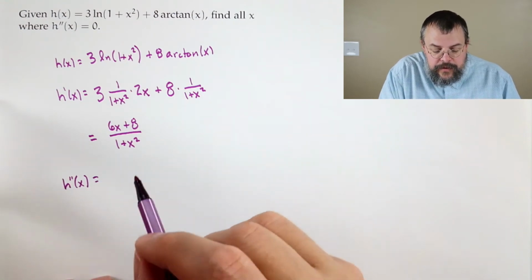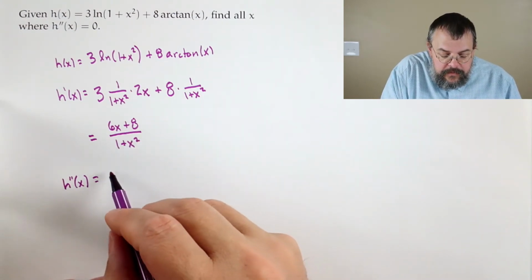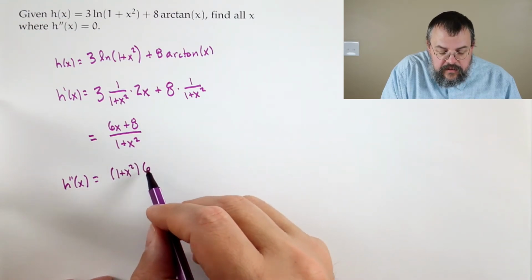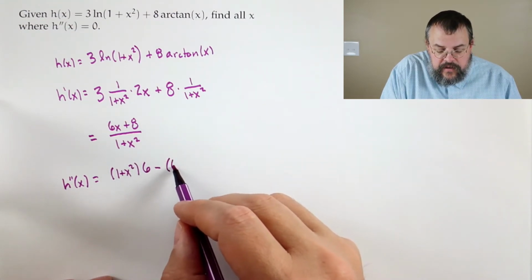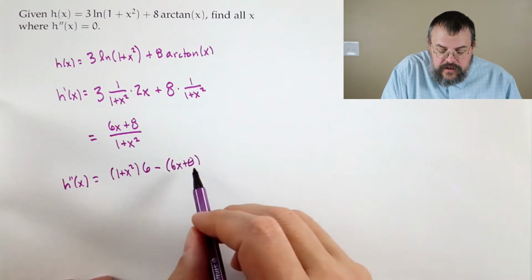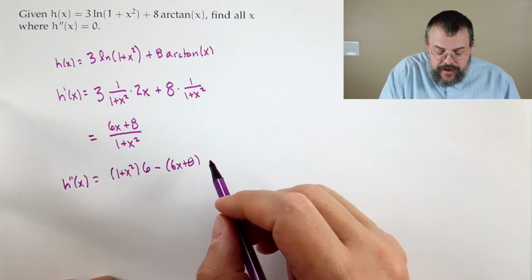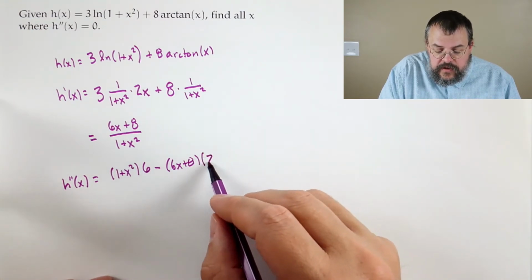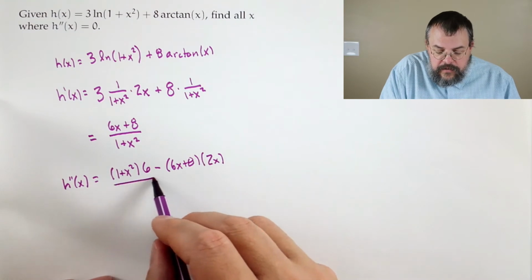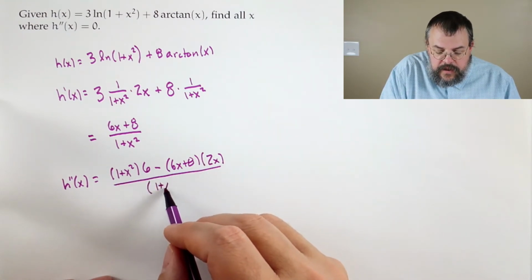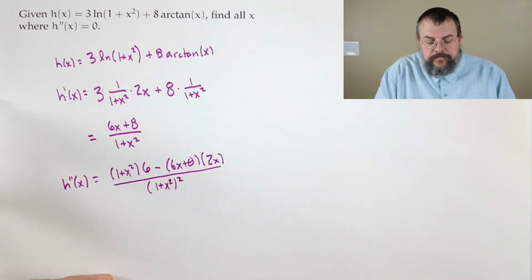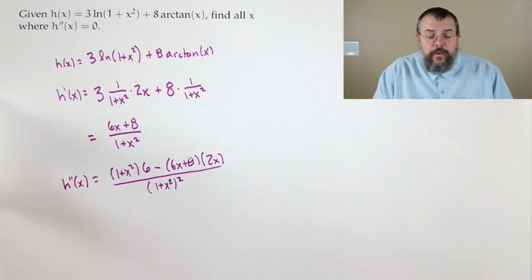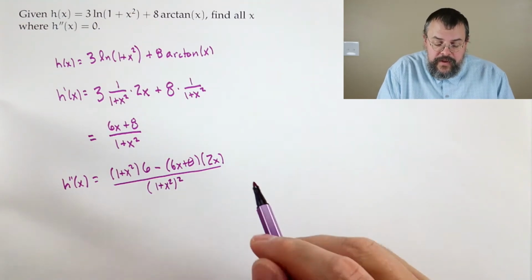So, let's go through the process. We take the bottom, 1 plus x squared, times the root of the top, which is 6, minus the top, 6x plus 8, generous use of parentheses, make sure you keep using parentheses, so times the root of the bottom, which is 2x, all over the bottom term squared. Good. Now, what's going to happen? We want to set this equal to 0.